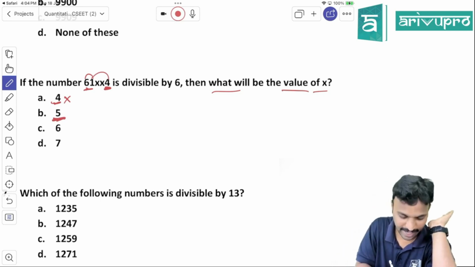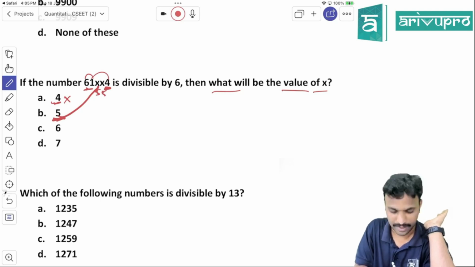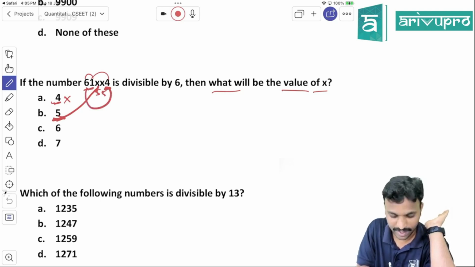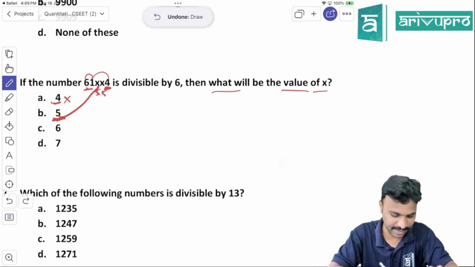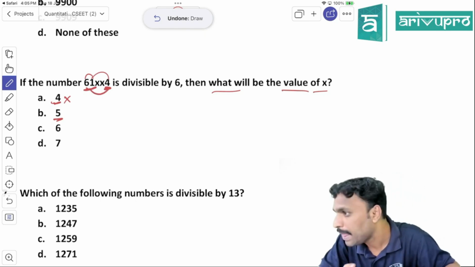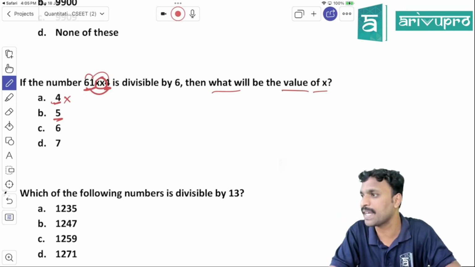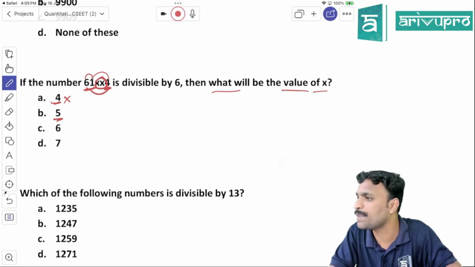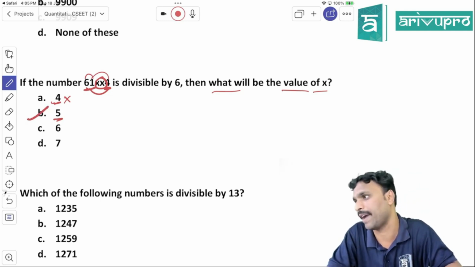See, I am hitting x as what? 5. 5 and 5 becomes 10, right? Sum of these two numbers is 11, right? 11 plus 10, 21, because 6 plus 1 is 7, 7 plus 4 is 11, and if I hit x is equal to 5, that is 10. 11 plus 10 is 21. Is 21 divisible by 3? Yes. Therefore, the answer is, x value is 5.